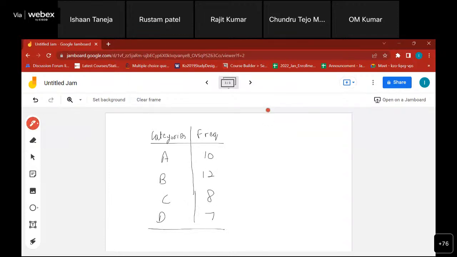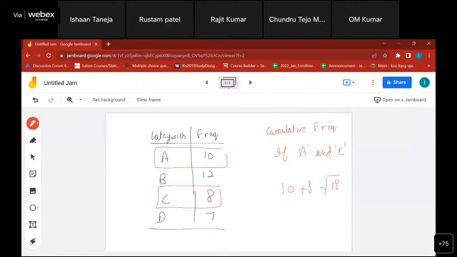So if I ask for the cumulative frequency of category A and, let's say, category C, it just means you need to add the frequency of category A and category C. So it would be 10 plus 8 equals 18. You will come across this term cumulative frequency in the last 4 weeks of the course content. But for now, that's what cumulative frequency is. It just means the addition of frequencies.